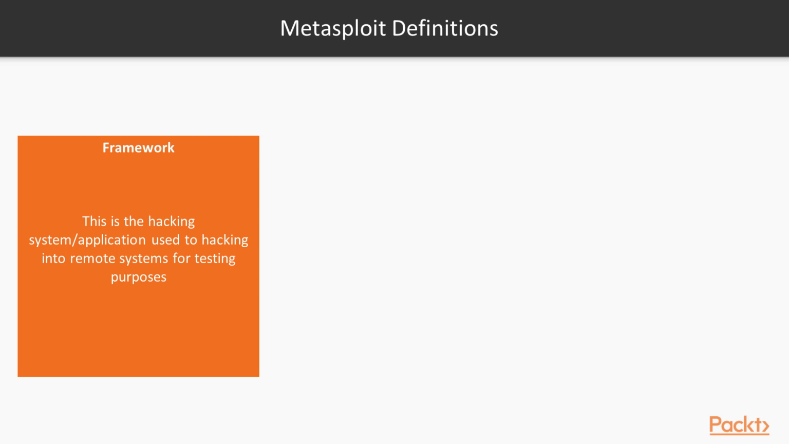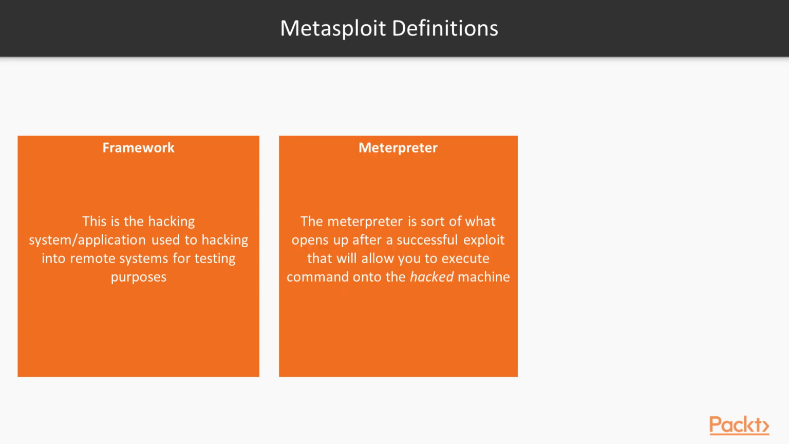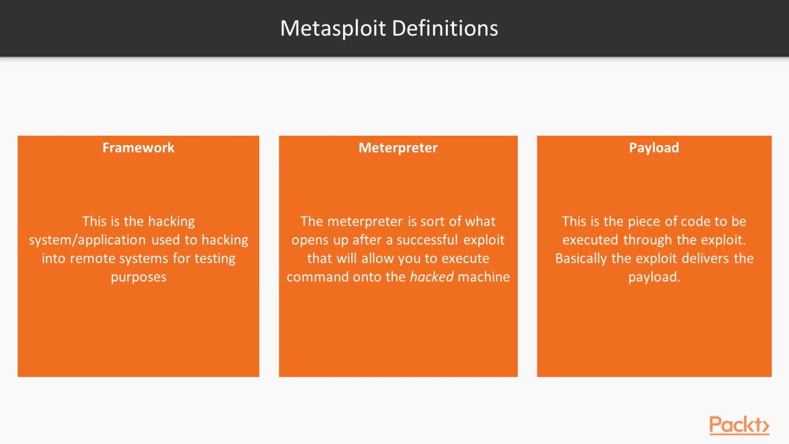First of all, we have something known as the framework. This is sort of what Metasploit is. It's sort of like an app or an interface that you would use if you want to hack a remote system. Of course, for testing purposes. Then we have the meterpreter. The meterpreter is sort of like a portal between your machine and a machine that you have successfully hacked into. And lastly, we have the payload. This is the piece of code that you're going to use in the exploit. It's basically what is going to deliver the exploit to the targeted machine.